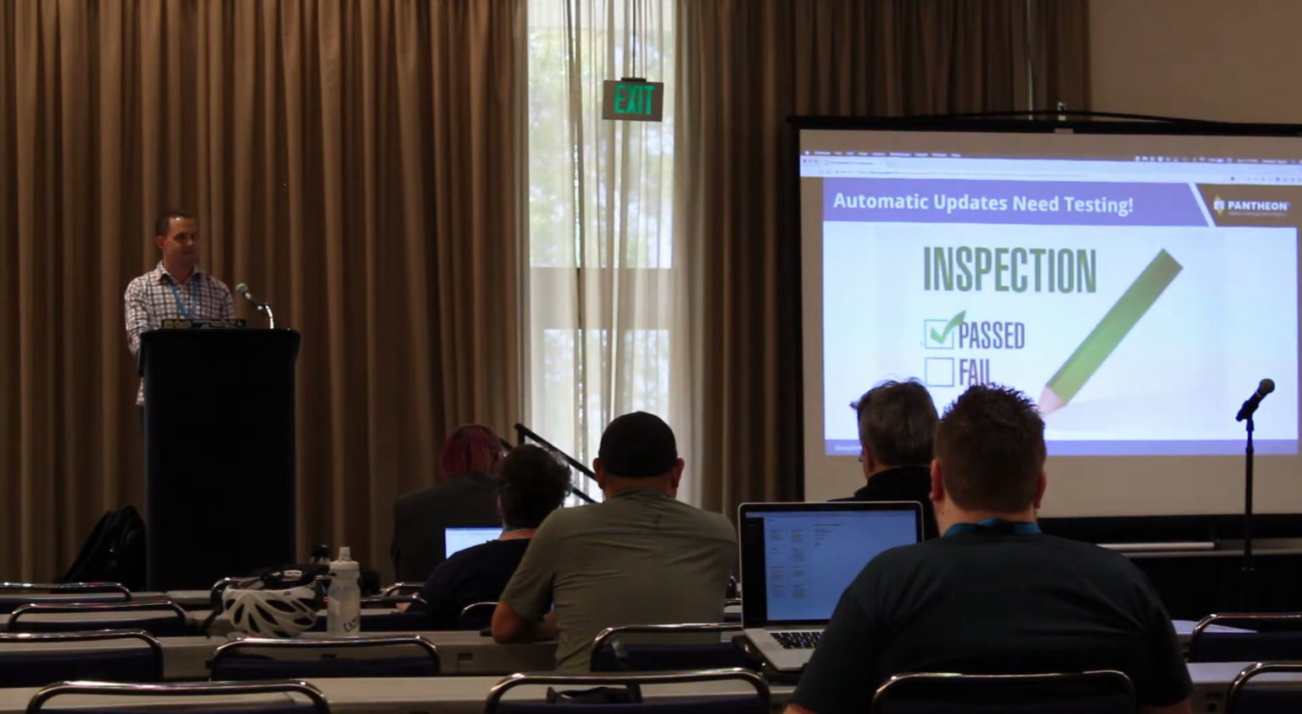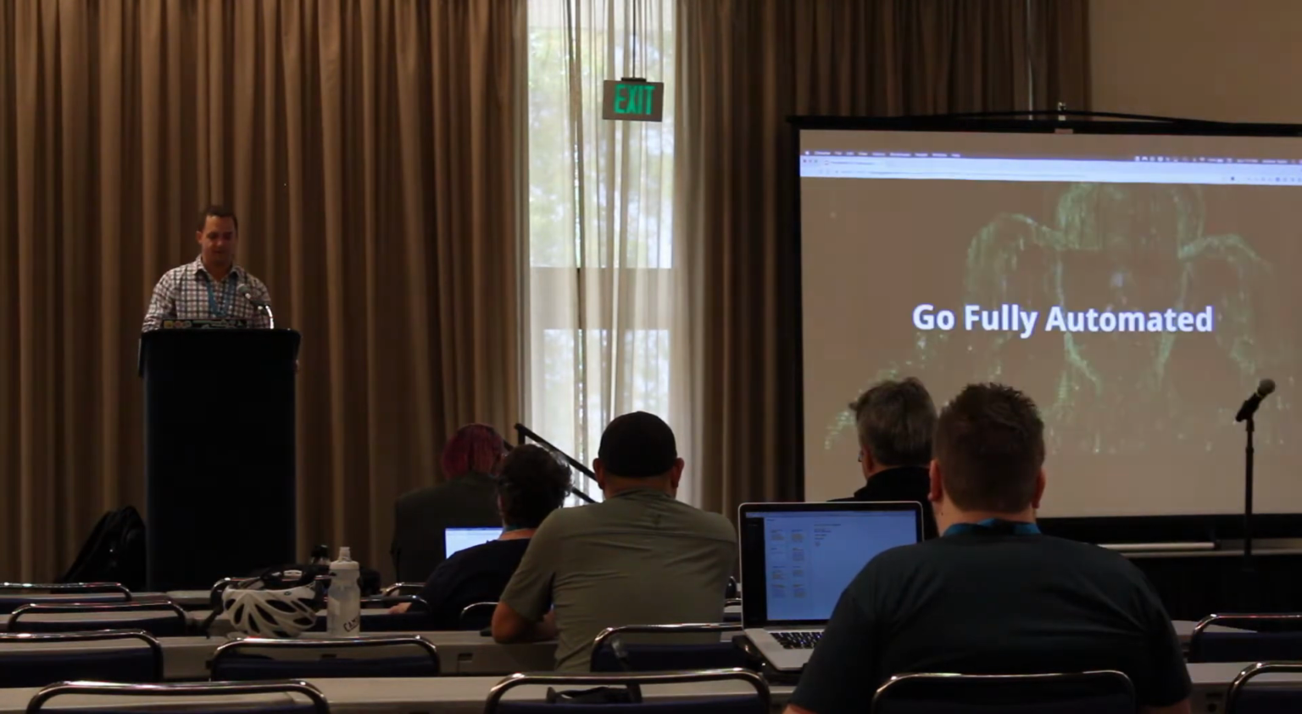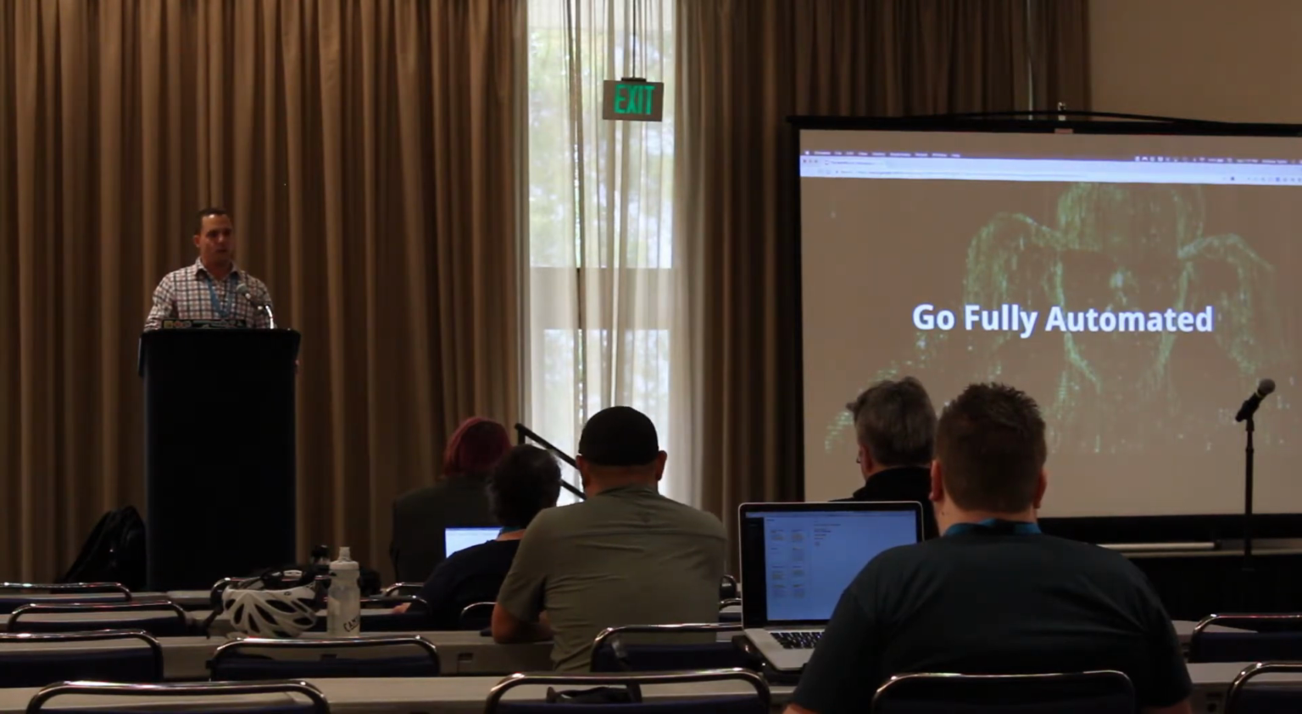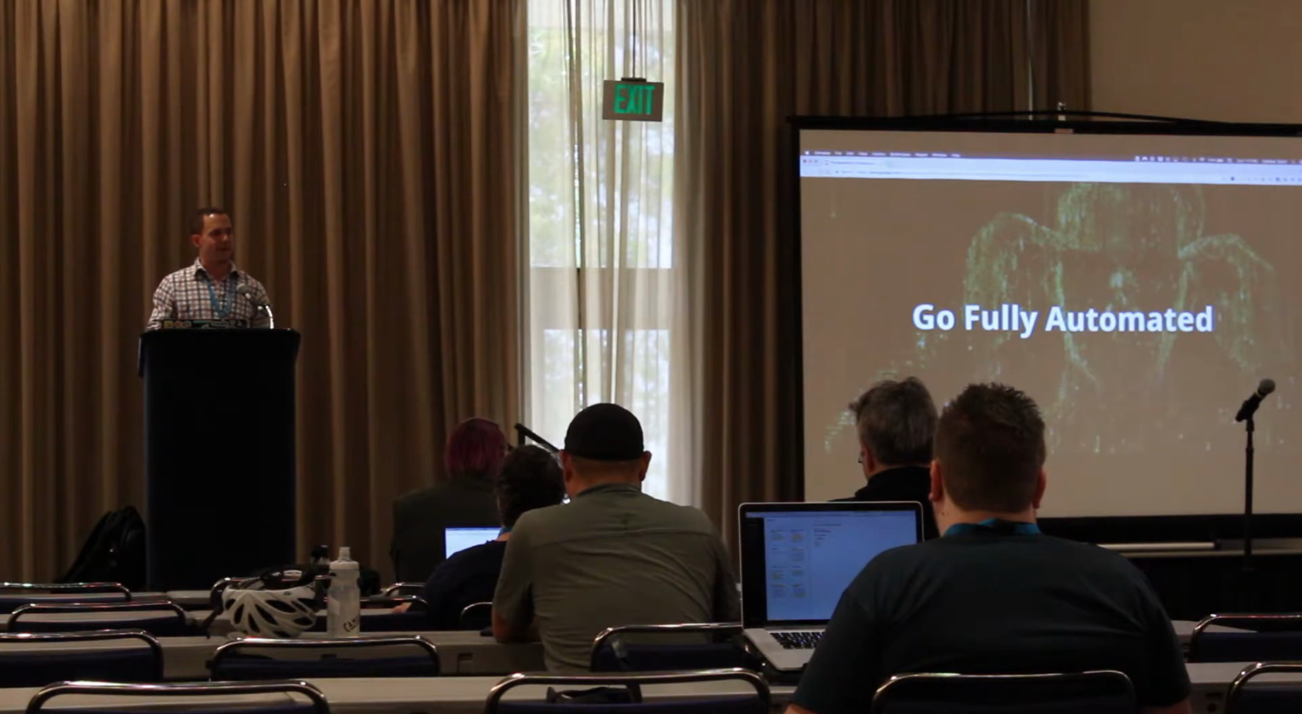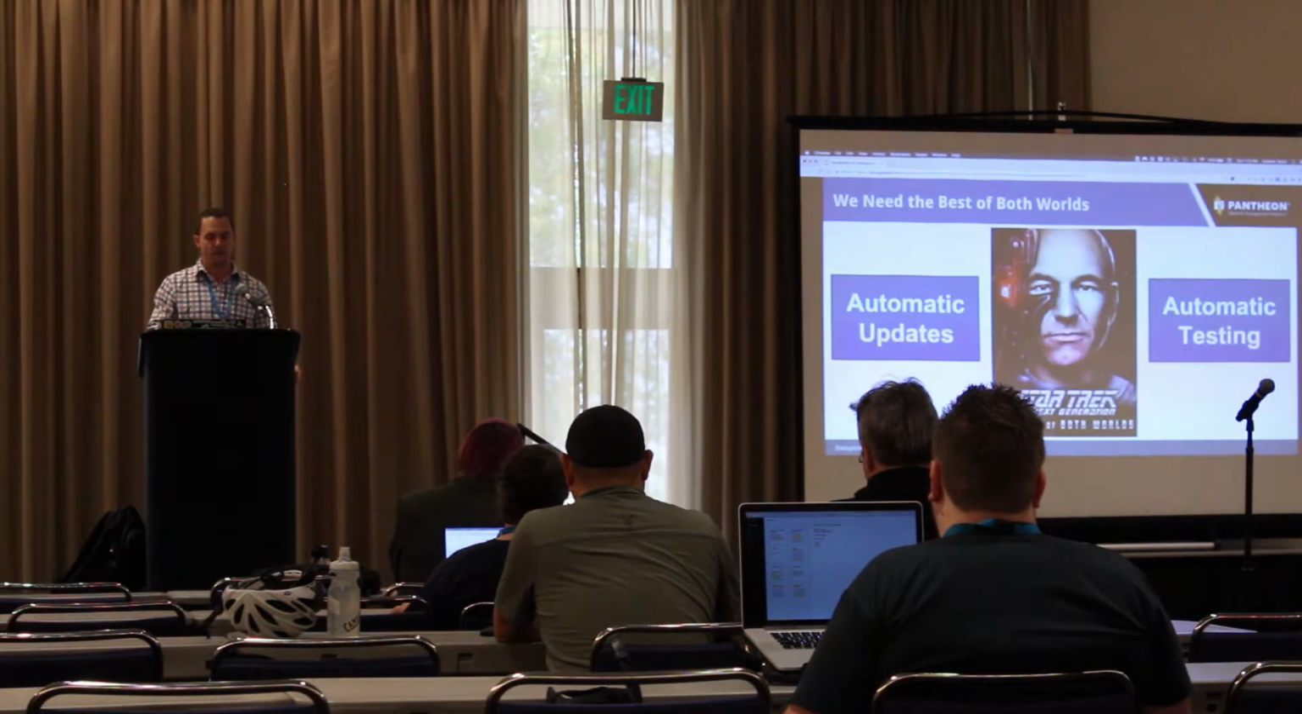So we need to test, right, after we run updates. And I think we can do that in a fully automated way. We have all of these tools. If I can run tests every time I open a pull request, why can't I run tests, you know, once a week, once a day, and automatically run these updates?